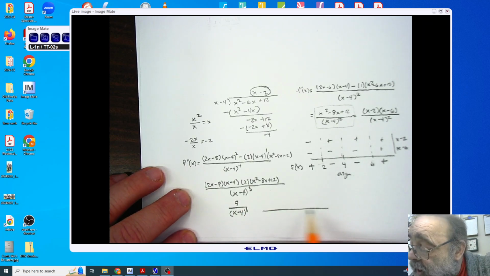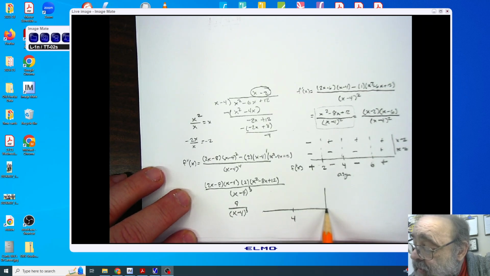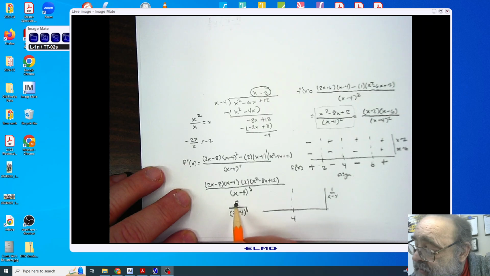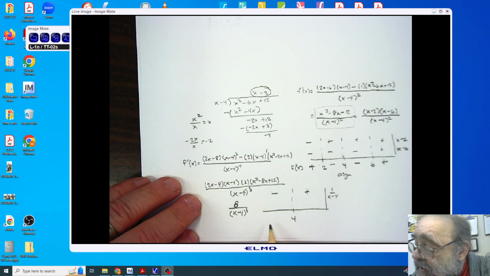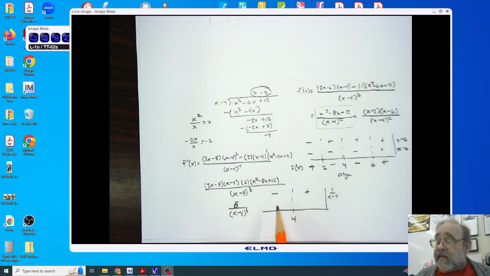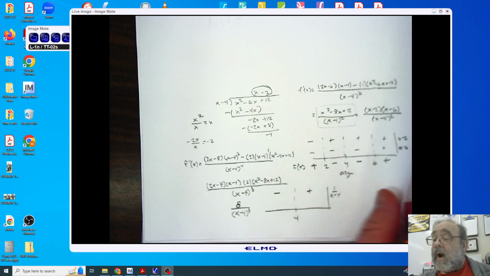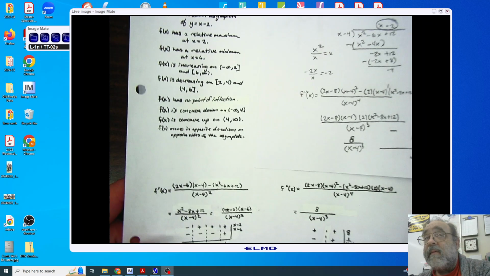So I have a 4, right smack dab in the middle, and we have 1 over x minus 4. The 8 is not required, it is a positive and does not change. This would be positive to the left, but negative to the right. And so now I can see that we have no points of inflection, and we have concave down and concave up. And this is what we're going to want to make sure that we now list. So I'm going to list all of this information down before I attempt to draw my curve.